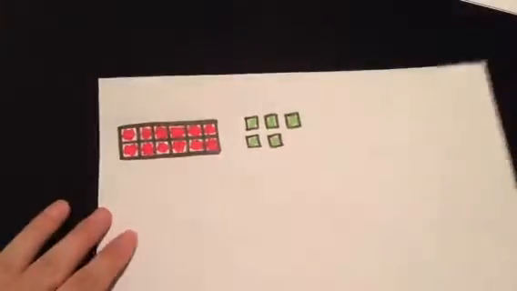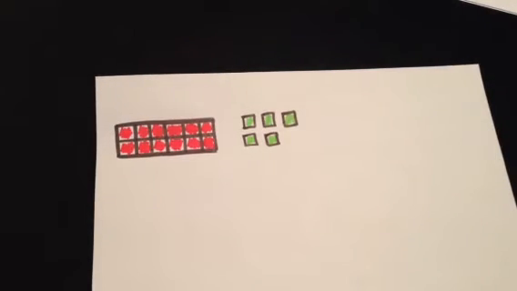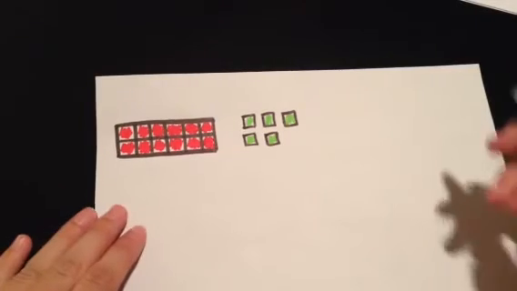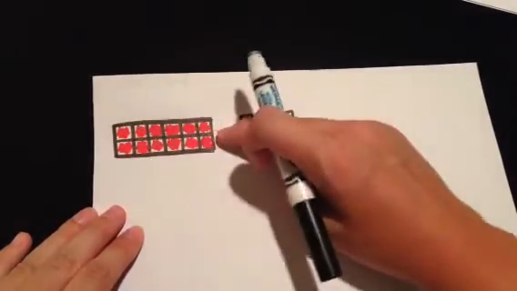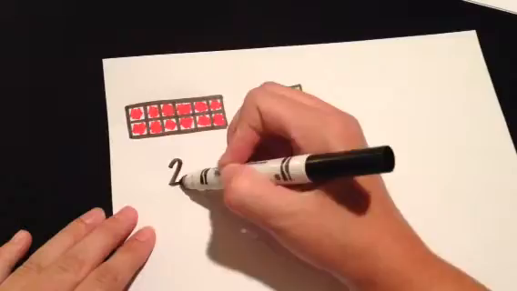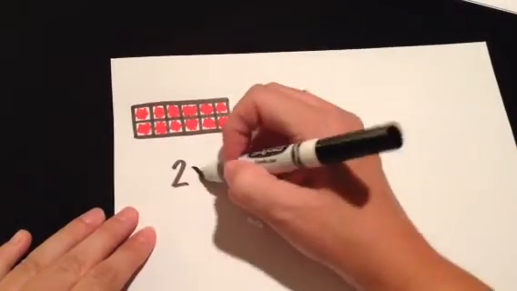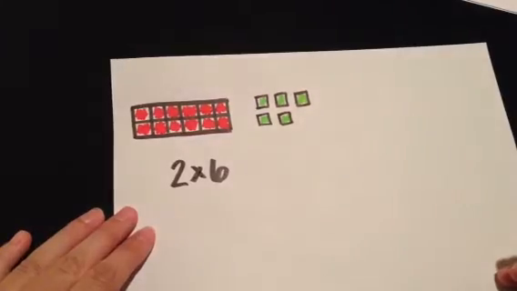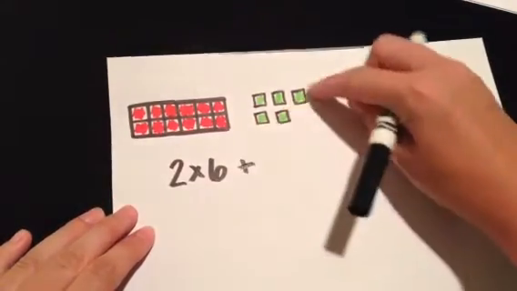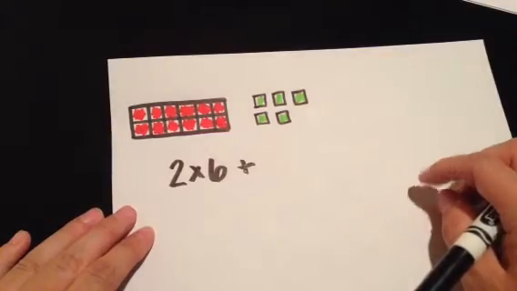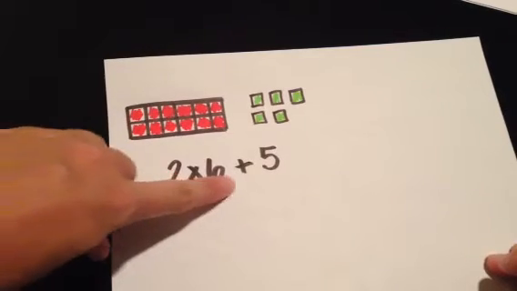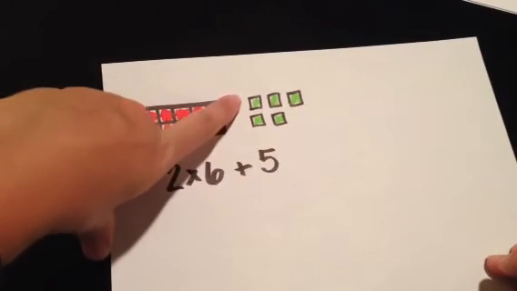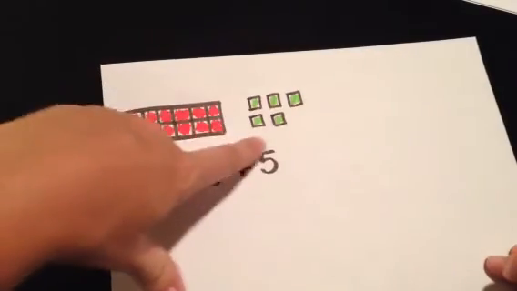What if we had a picture that looked like this? We have talked quite a bit about arrays in the past. So in 4th grade, hopefully you did. We also talked about them this week. So this rectangle here represents the array 2 times 1, 2, 3, 4, 5, 6. So 2 times 6. Plus, we have these squares in addition. So we have 5. Again, this 2 times 6 is representing this array, and plus the 5 additional.